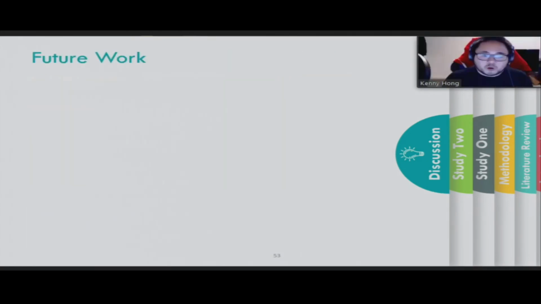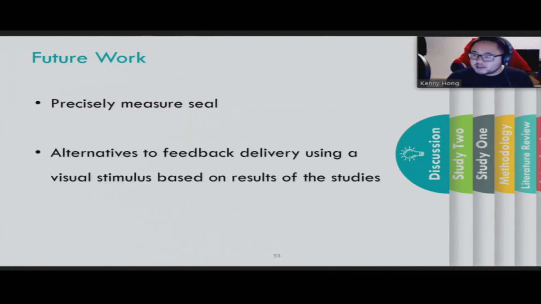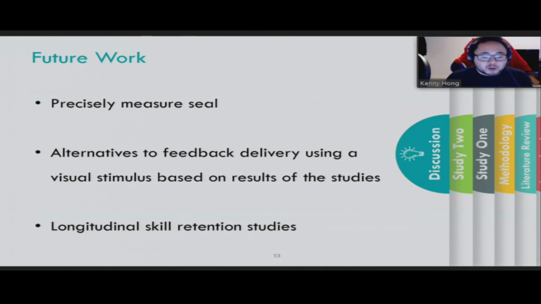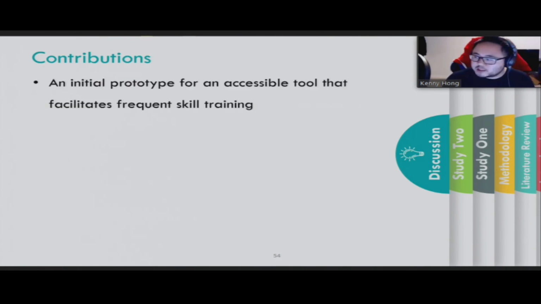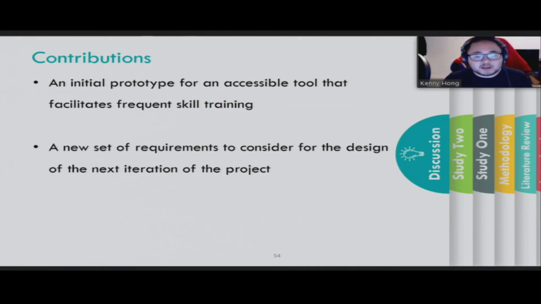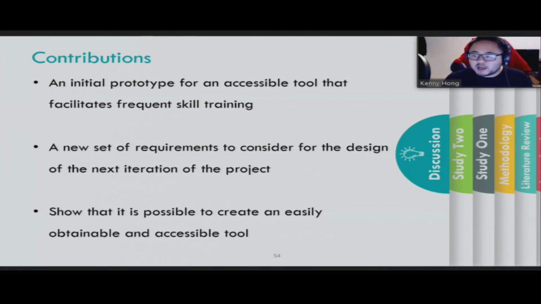So future work that we will be looking at is precisely measuring the seal of the mask, as well as alternatives to feedback delivery using a visual stimulus based on the results of the study. We also wanted to look into longitudinal skill retention studies and how we can retain the skills that were learned with the tool. The contributions of this project are an initial prototype for an accessible tool that facilitates frequent skill training, a new set of requirements to consider for the design of the next iteration of the project, and as well as showing that it is possible to create an easily obtainable and accessible tool.